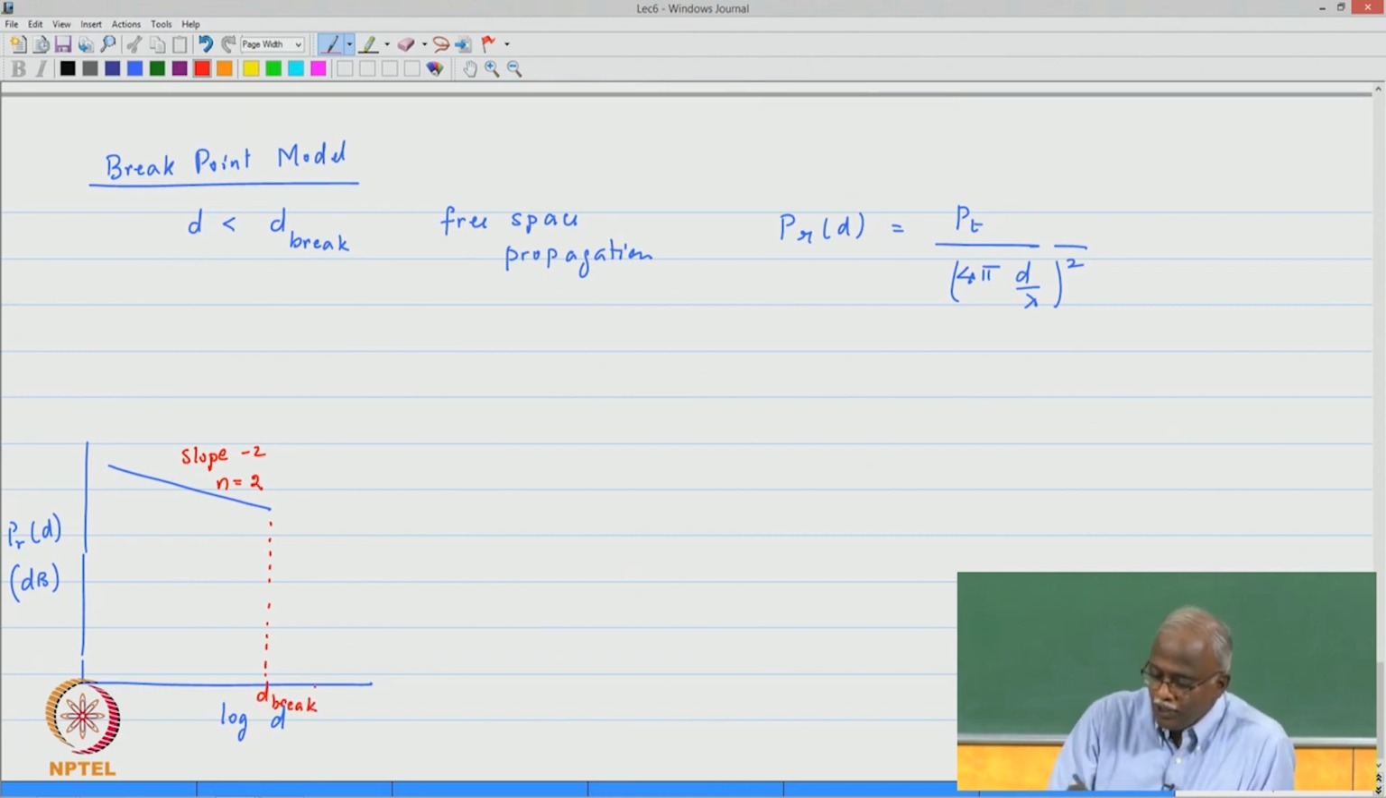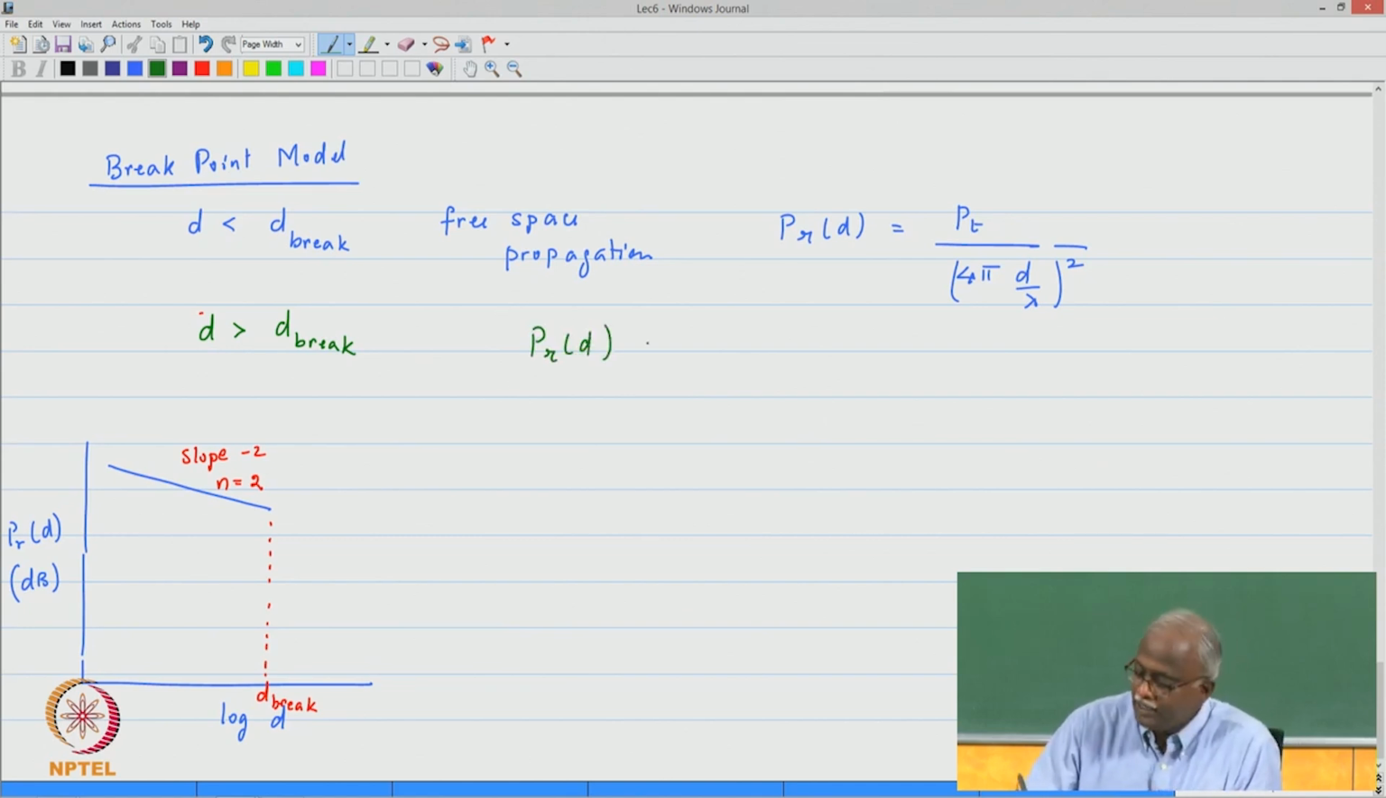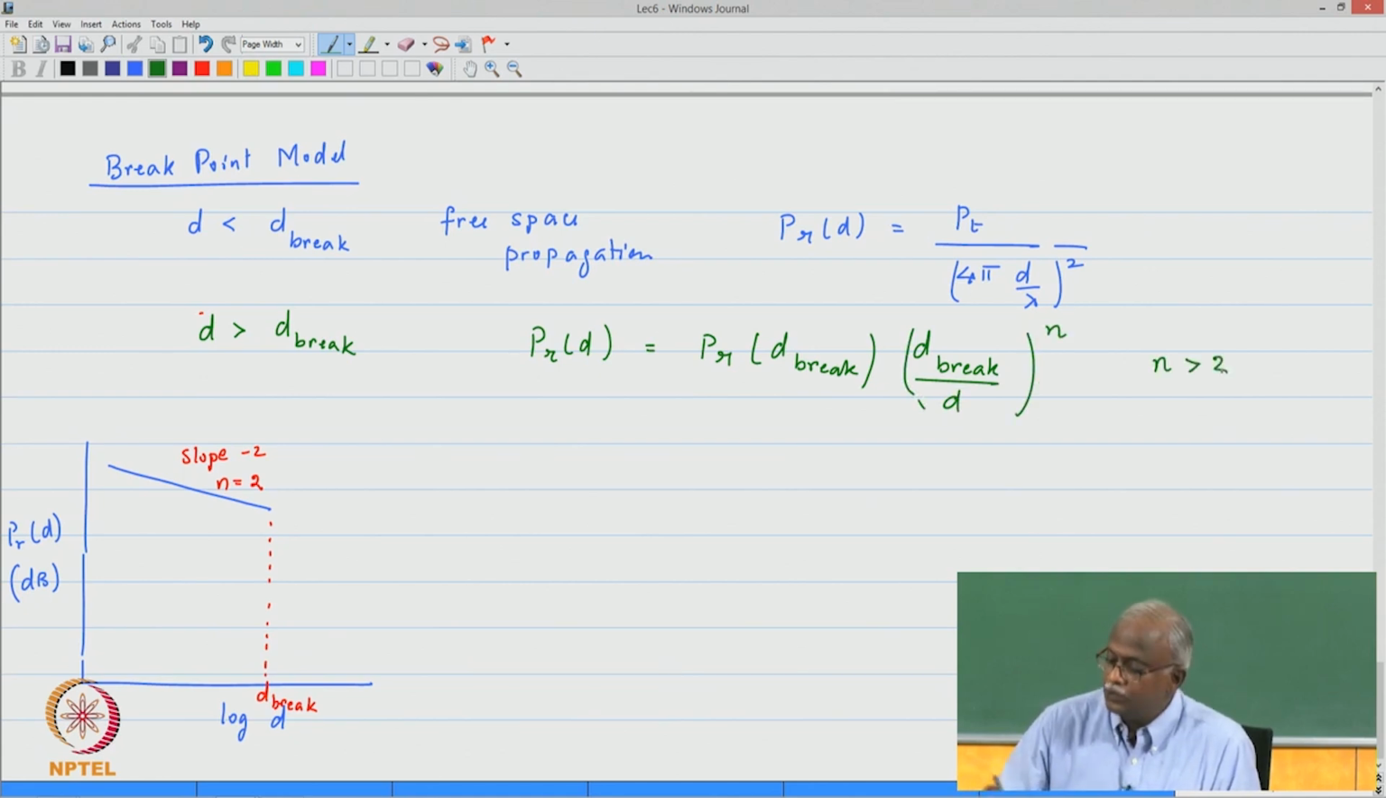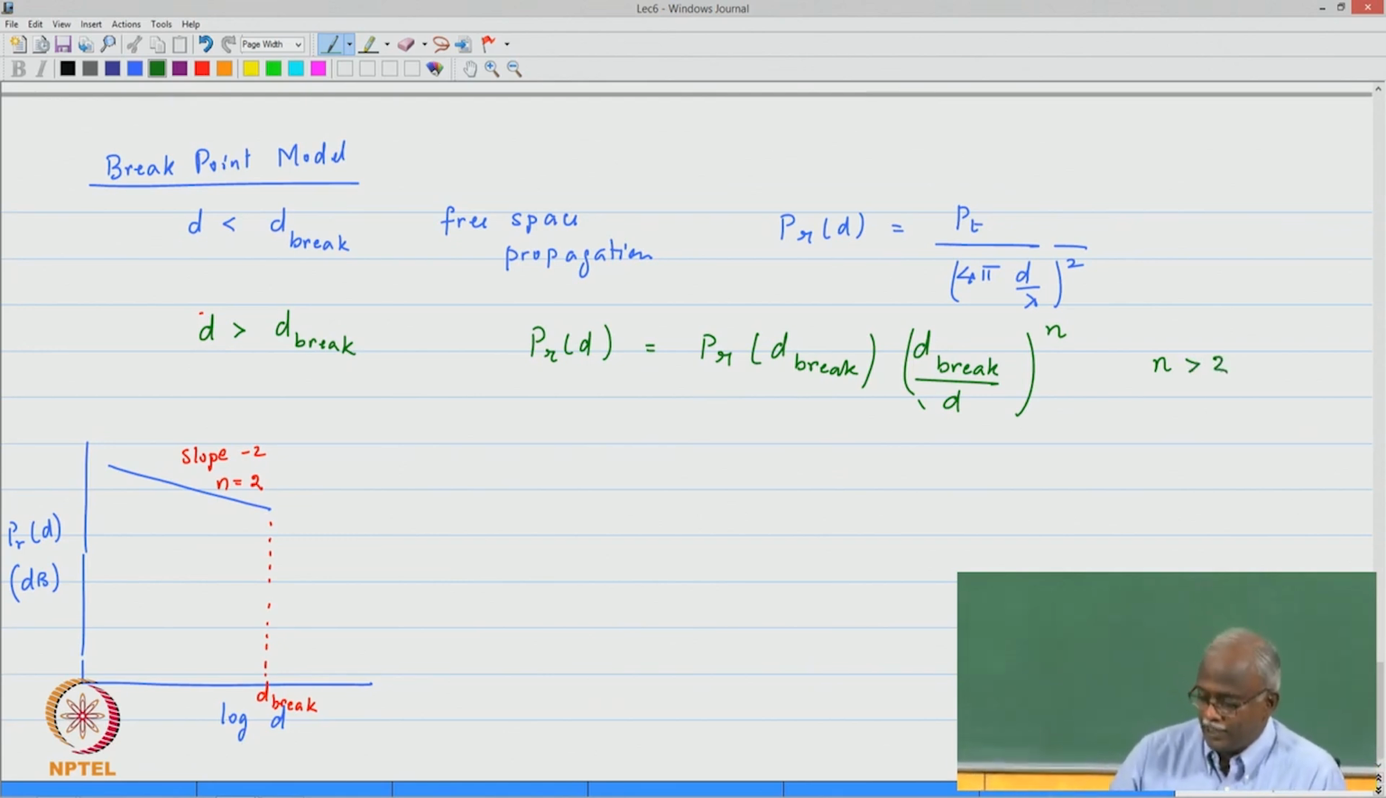Now, once we go beyond the break point, for d greater than d break, the relationship is given in the following way. The received signal power at a distance d beyond d break is the received signal power at d break into (d break by d) raised to the power n, where n is typically greater than 2. That is when you have the non-line of sight component.